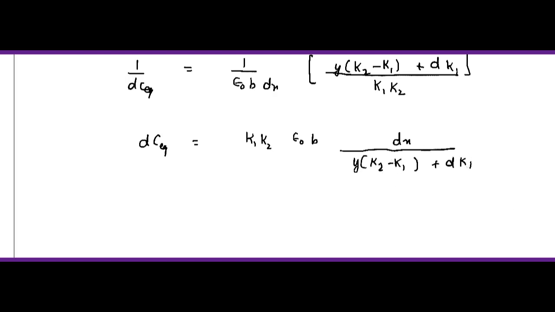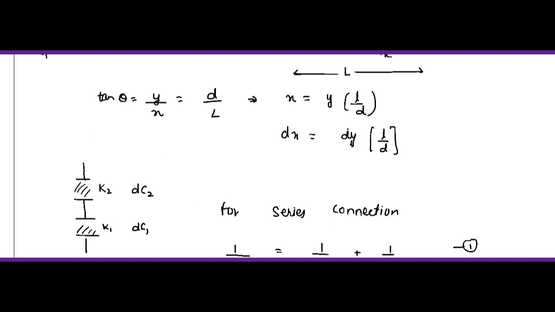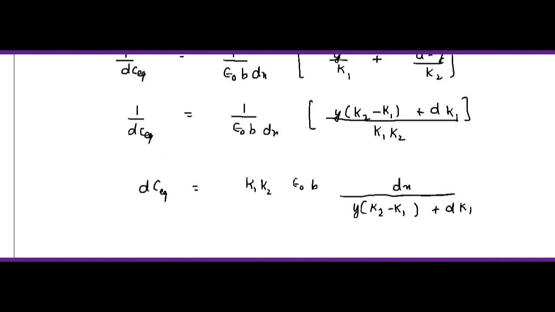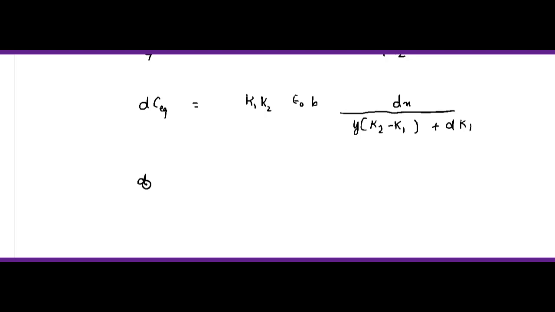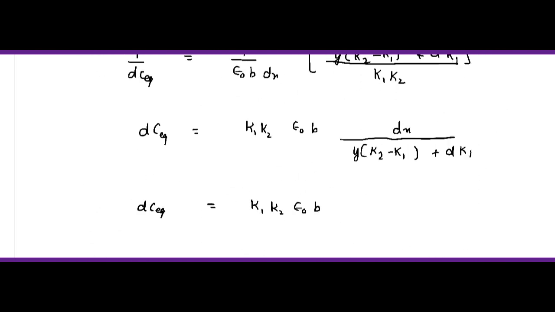Now we have already calculated the value of dx here. So dx equals dy divided by L minus d. We can write our dC equivalent once more. It would be k1 k2 epsilon b, then what is dx? It is L divided by d. So we write L divided by d, and we take dy onto this side. Then it would be y times k2 minus k1 plus d times k1. Okay, this is the term.